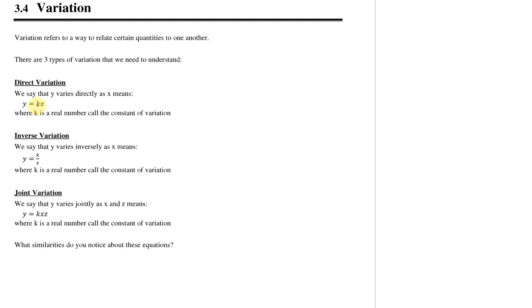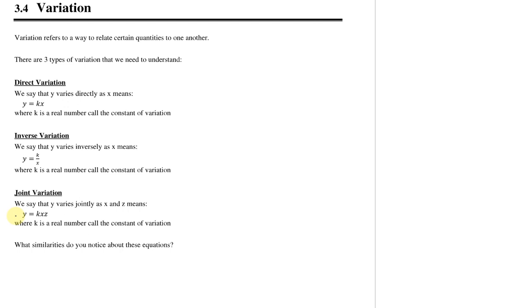So pay attention to the next definitions. Inverse variation. We say that y varies inversely as x means y equals k over x. K is still the constant of variation. And then we have joint variation. Y equals kxz. K is still the constant of variation.